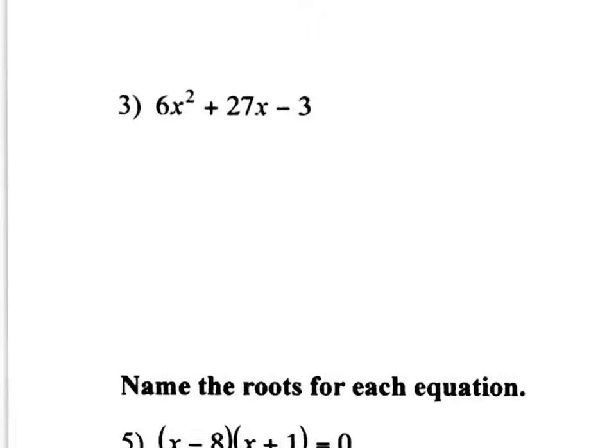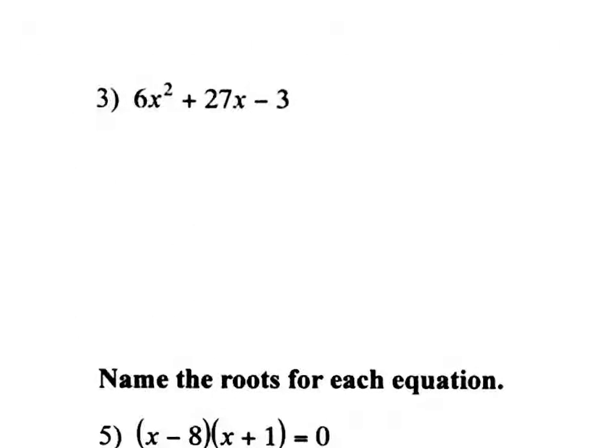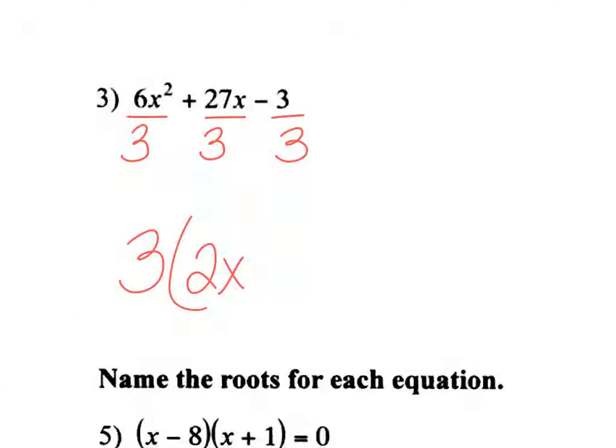All right, question 3. Here, there are no variables that they all have in common, but I can divide a 3 into all of them. So I'm going to get 3, 2x squared plus 9x minus 1. So even though these 3's cancel at the end, you still have to have a number there because you're dividing. So that's why we got the -1.